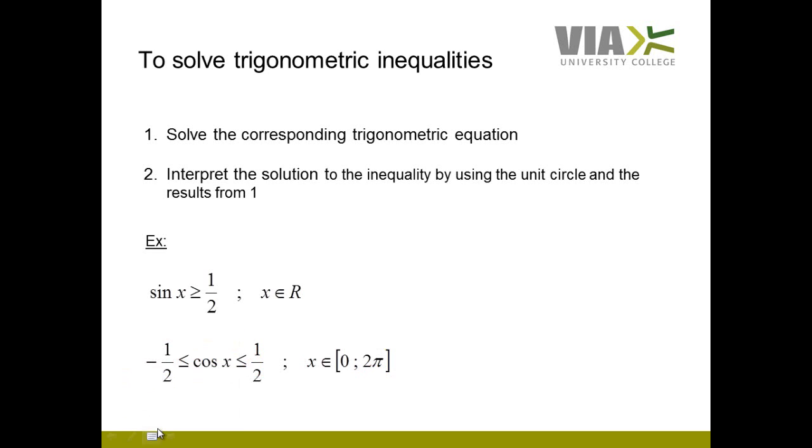Alright, so let's go into the first one. That is when sin x must be greater than or equal to 1 over 2, and we didn't have any restrictions to x. X belongs to all our real numbers. So if we remember the two steps which we have to go through, the first thing was that we had to solve the corresponding trigonometric equation. So that must be, in this case, sin x equals 1 over 2.